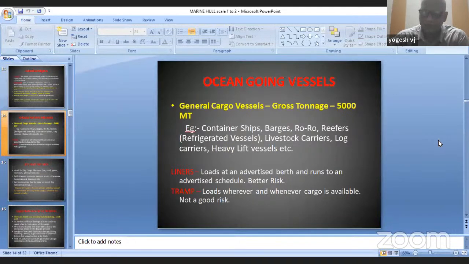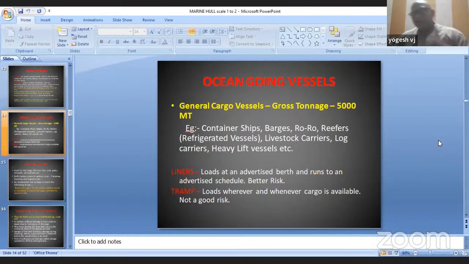And what is a tramp? A tramp is a vessel which does not run on an advertised schedule. So if you think that your goods loaded on this tramp vessel are leaving the port of Saudi Arabia tomorrow and will reach you within 5 days, the goods may not reach you in 5 days. It may be possible that the vessel is still at Saudi Arabia for another 5 days because it is a tramp. Tramps are usually bad risks because if you load a perishable cargo on a tramp, loss is 100% coming. So a liner is a better risk as compared to a tramp.